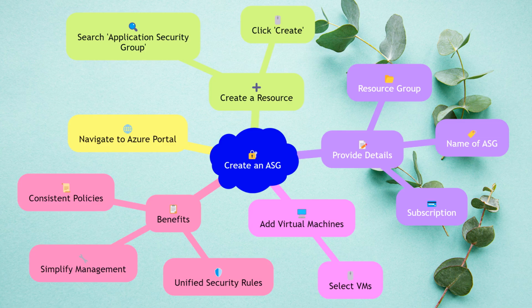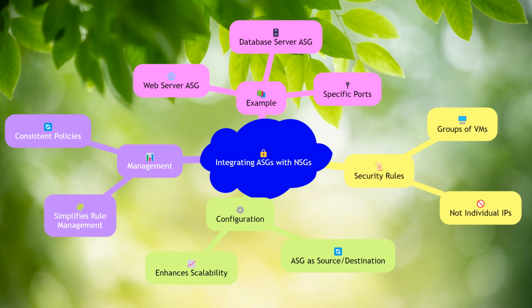To create an ASG, navigate to the Azure portal and select Create a Resource. Search for Application Security Group and click Create. Provide the necessary details, such as the subscription, resource group, and name of the ASG. Once created, you can add virtual machines to the ASG. This process involves selecting the VMs that you want to include in the group. By organizing VMs into ASGs, you can simplify the management of security rules and ensure that similar resources are governed by the same policies.